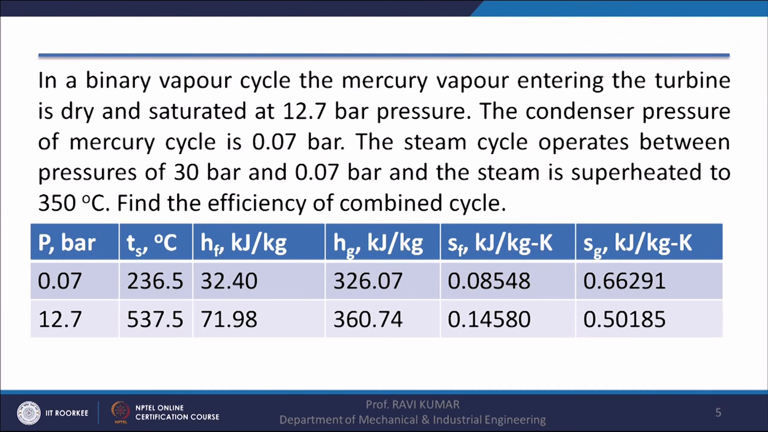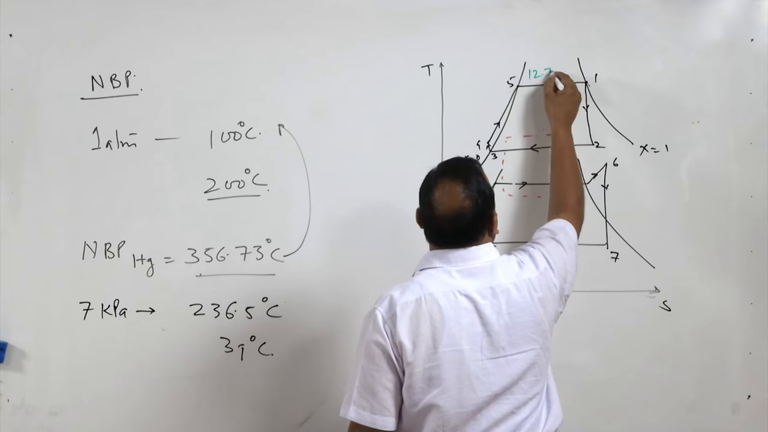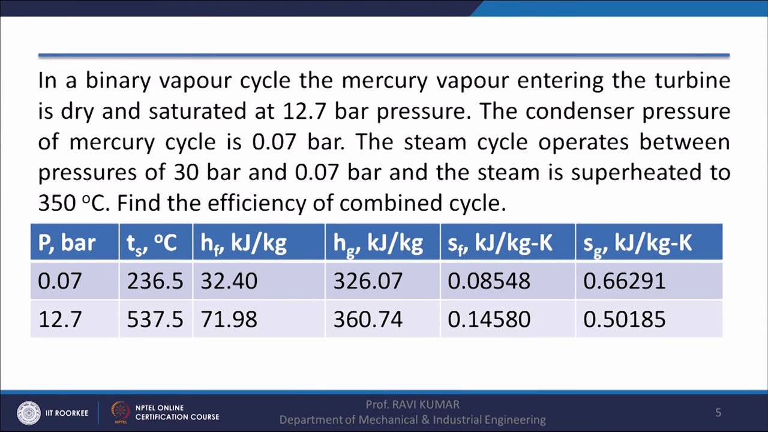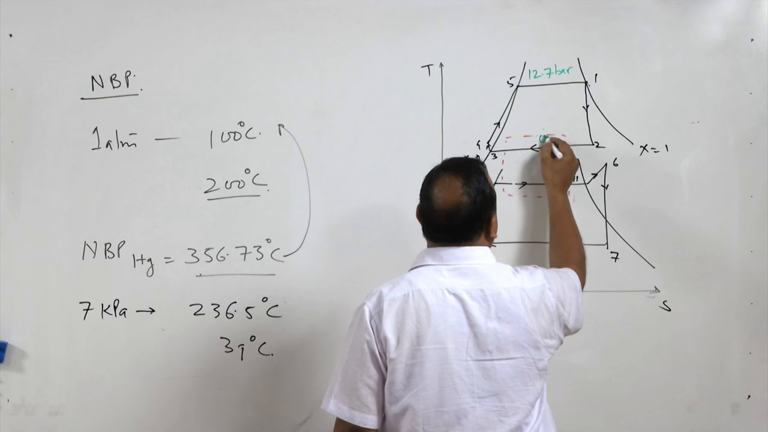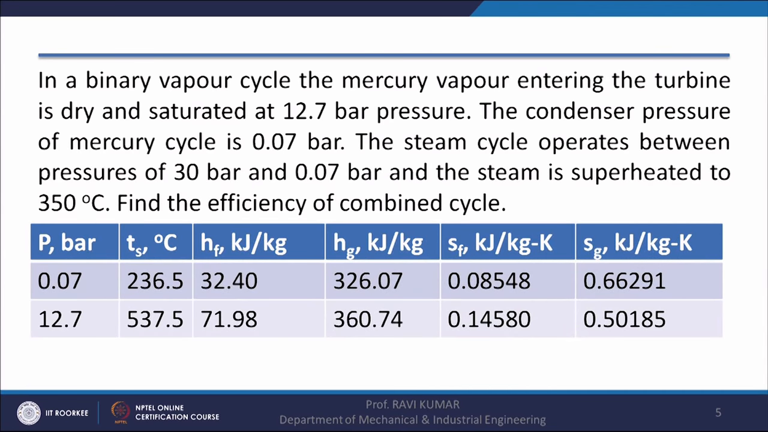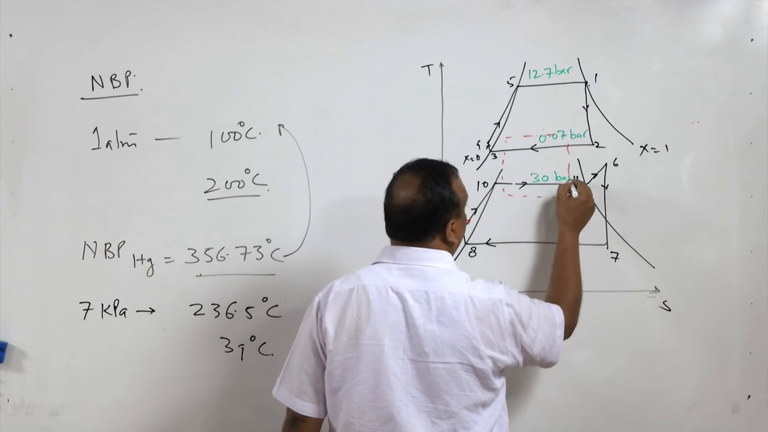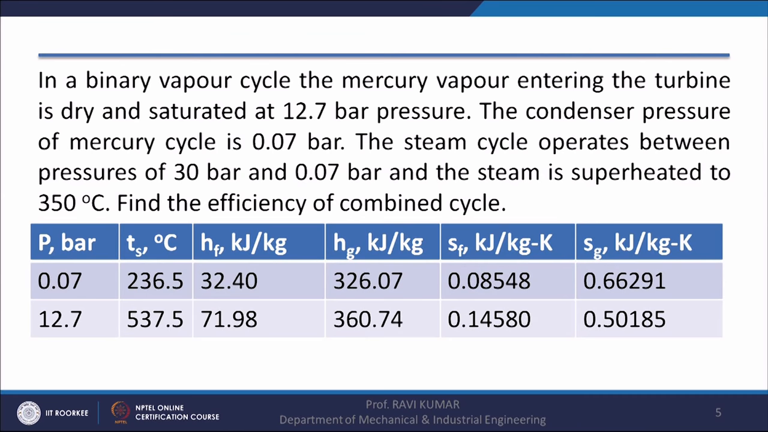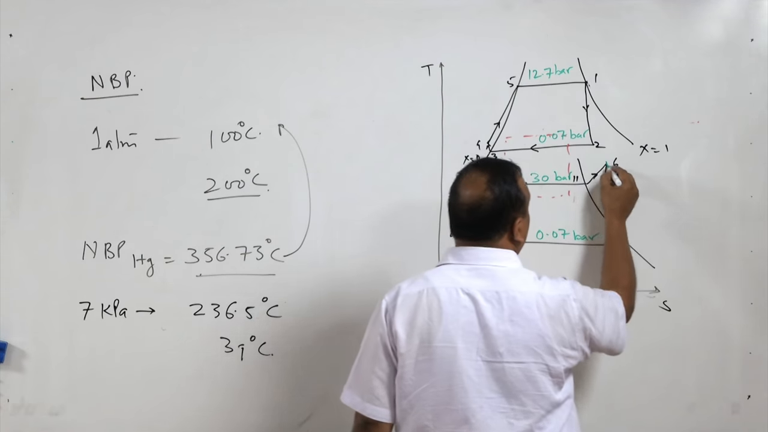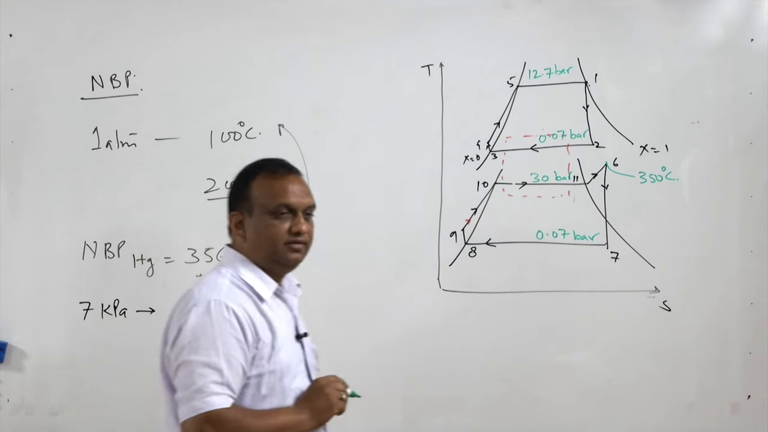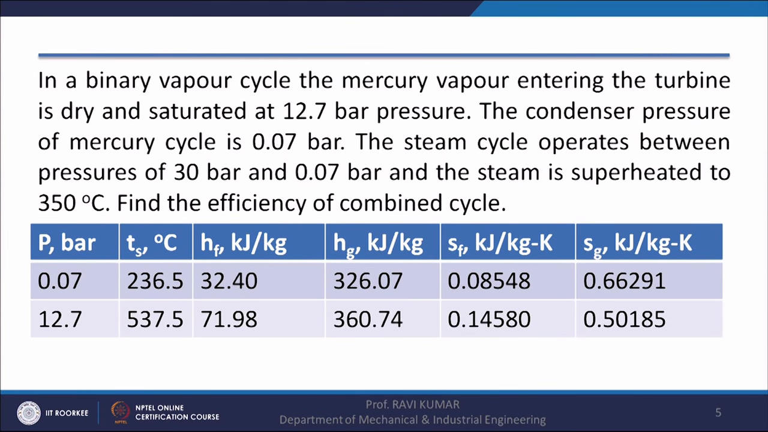In a binary vapor cycle, the mercury vapor entering the turbine is dry and saturated at 12.7 bar. So, here we will be putting the values. 12.7 bar, right? And the condenser pressure of mercury is 0.07 bar. The steam cycle operates between the pressure 30 bar, and the condenser pressure in the steam cycle is also 0.07 bar. And steam is superheated to 350 degree centigrade. So, T6 is 350 degree centigrade, right.